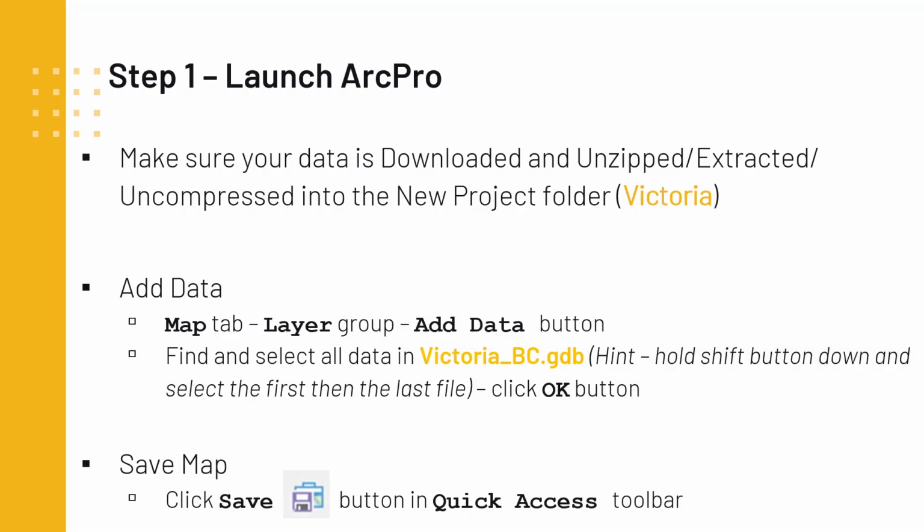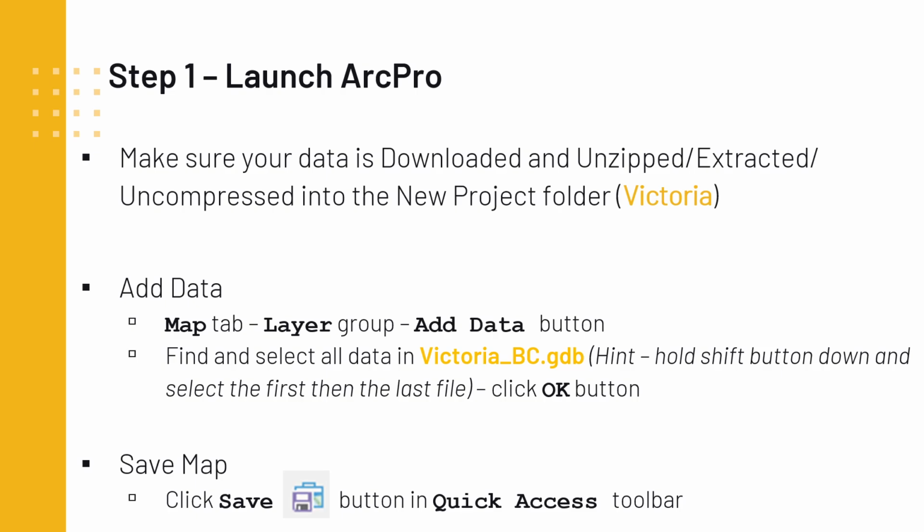Next, we're going to make sure that the data is downloaded. So I should have sent you a link for this prior to the class starting. So you need to make sure it's downloaded and that it gets unzipped or extracted or uncompressed into that new project folder we just created. Remember, it's called Victoria. Okay.